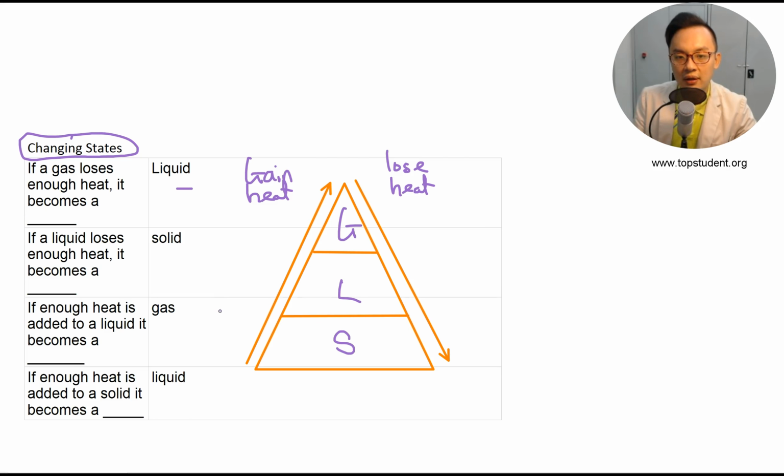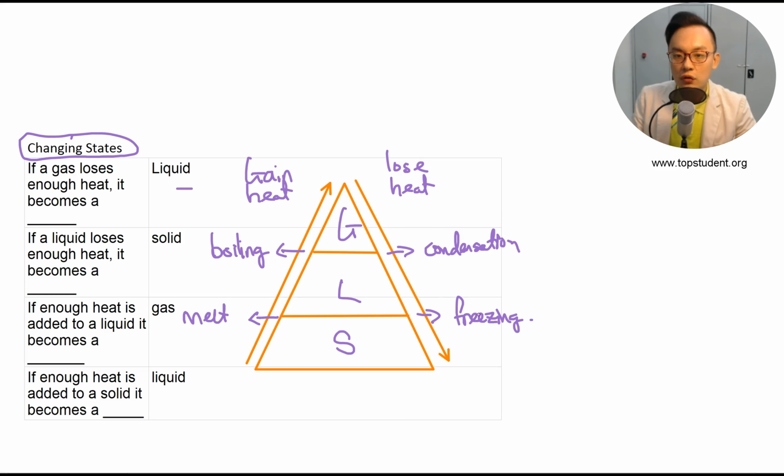So then you need to remember the processes, which is all these lines in between. So solid to liquid is melting. Liquid to gas is actually boiling. Okay, so just think of water. Solid ice to liquid, which is water, is melting. Liquid to gas is boiling. Gas to liquid is condensation. And liquid to solid is freezing. Okay, so freezing is losing heat. Condensation is losing heat because the arrow is going down. Melting and boiling are gaining heat because the arrow is going up.